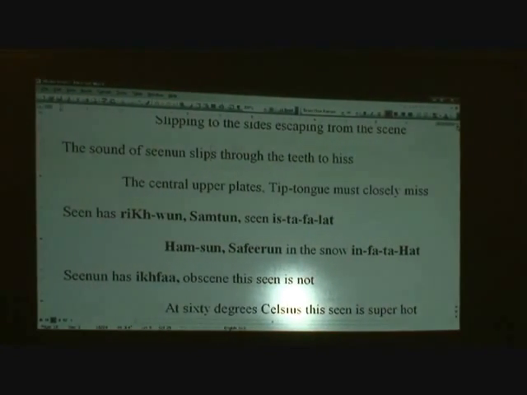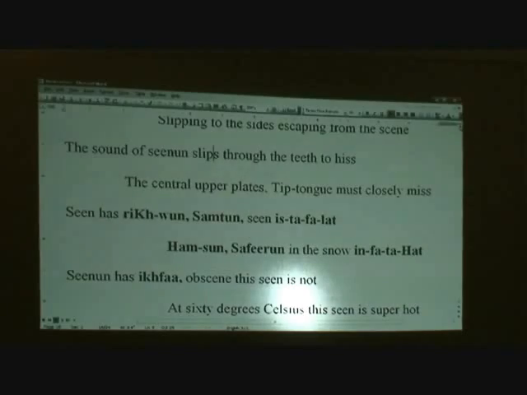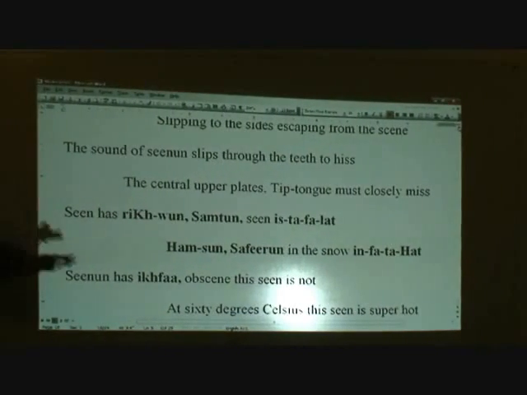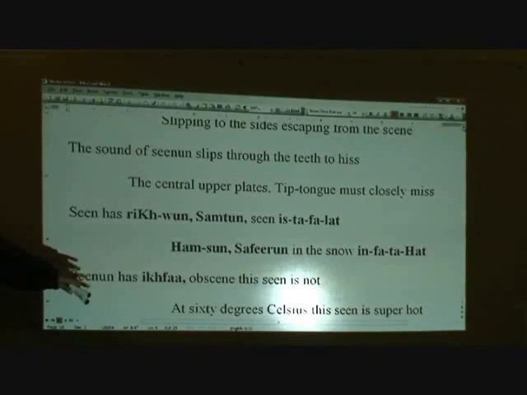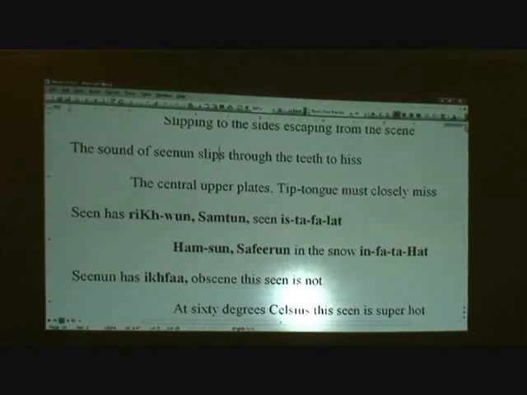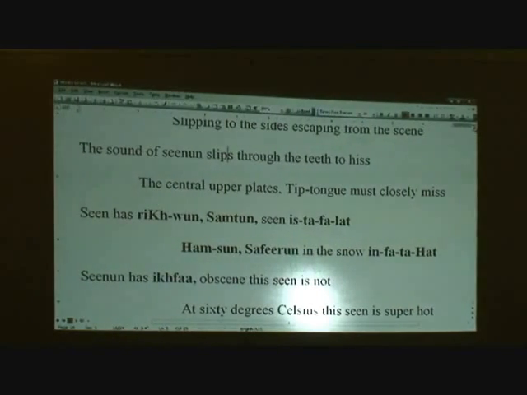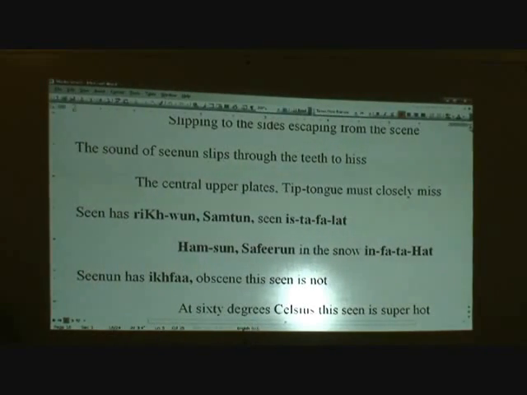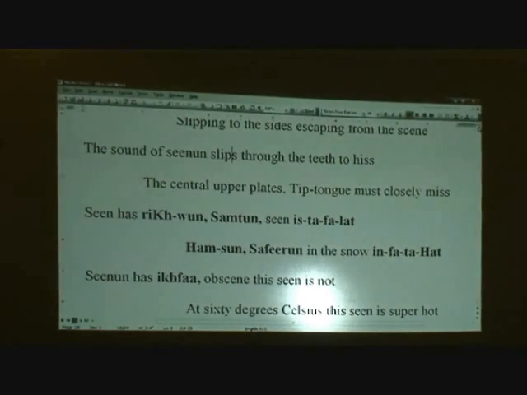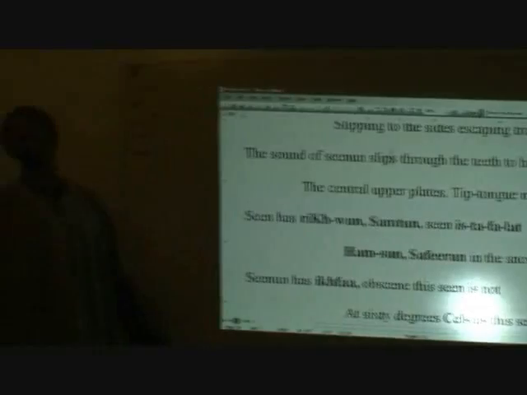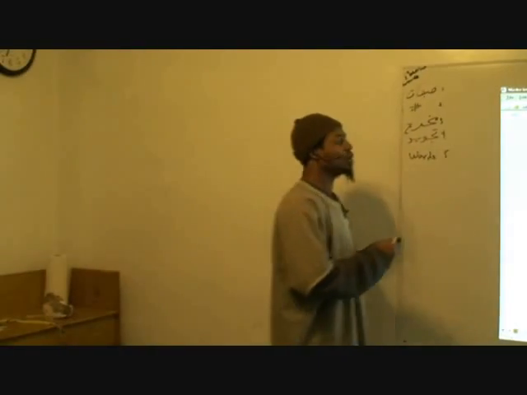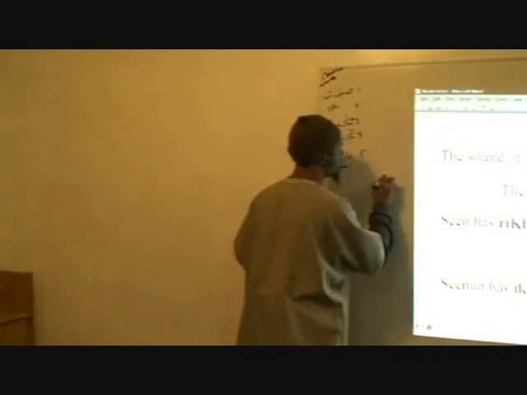"At 60 degrees Celsius, this scene is super hot." Here, the description was all in a mountainous range of someone skiing. At 60 degrees is very hot. But what he's trying to show is that 60 is the numeric value of seen, so that those people would know that. And Celsius is just used so you can practice the seen sound as it comes 3 times in that word, Celsius. That's all we have with that one. That's the seen. Go on down to the next letter.